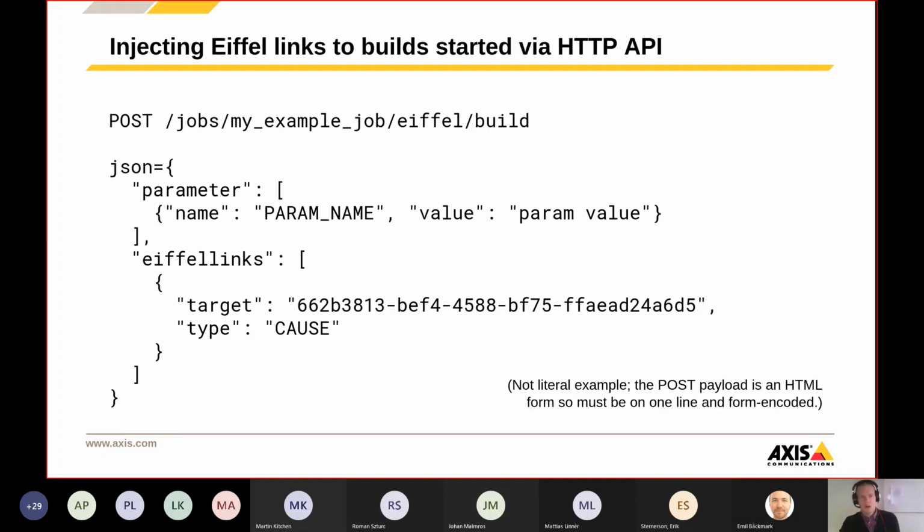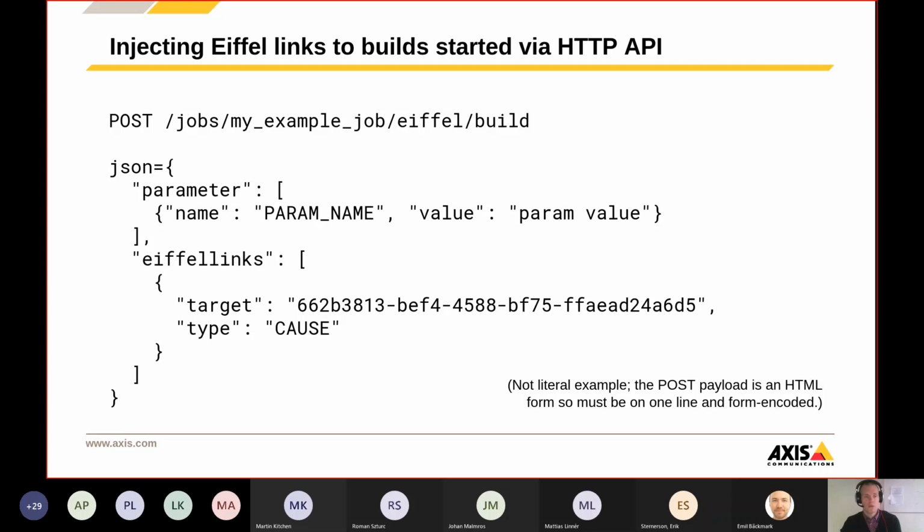I briefly mentioned this earlier. If you trigger Jenkins builds from the outside through the HTTP API, or for that matter, if you trigger builds between different Jenkins instances, you might want to set various Eiffel-related links. Typically the cause, but it could also be a context link. So there is a new API endpoint for this, Eiffel/build, that's made available for all jobs. And it works like the standard build endpoint, supposed to be entirely compatible. There are probably some discrepancies.